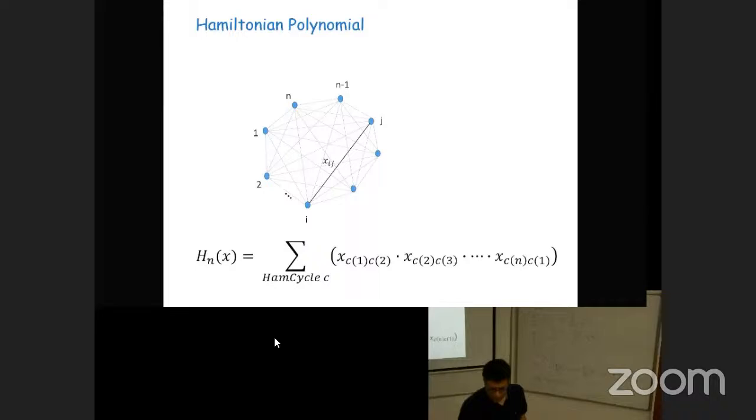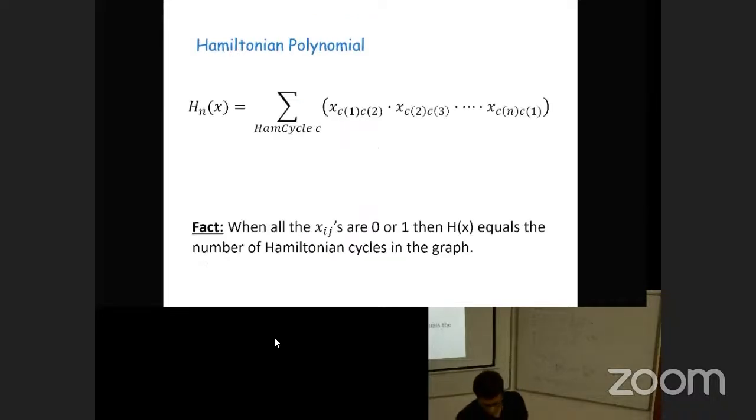The details are not very important, but the point here is this. This polynomial is very easy to verify, but it has this property: these xij's correspond to whether an edge is present or not in a given graph. So when you're given an actual graph, all these xij's are either zero or one. Then if you plug in zeros and ones into this polynomial, the value of this polynomial is precisely the number of Hamiltonian cycles in that graph.